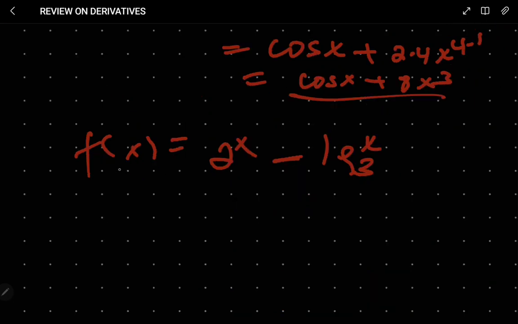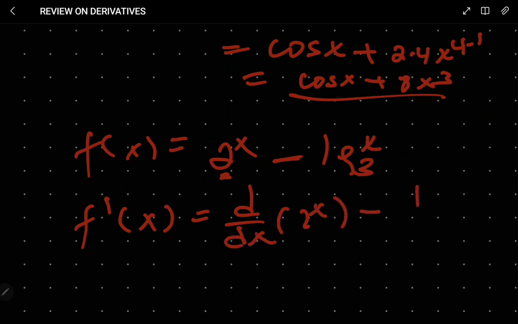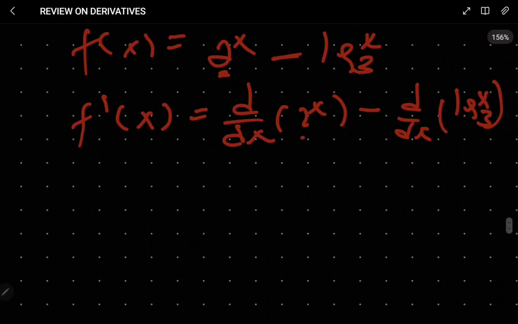Now we have another example. If you are given a function f of x equal to 2 to the power of x minus log x to the base 3, you can take the derivative of this function: d/dx of 2 to the power of x minus d/dx of log x to the base 3. It's very easy to get the derivative of an exponential function like this. The only thing you do is multiply the original function by the ln of the base. So this is equal to 2 to the power of x times ln 2, minus, how do you do this one, the logarithm.